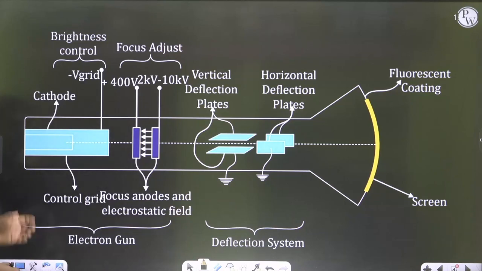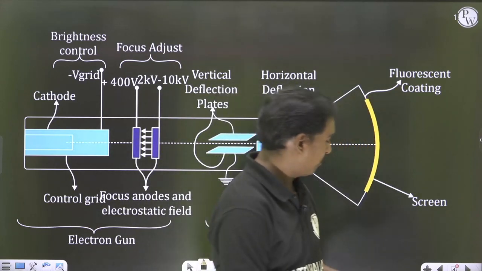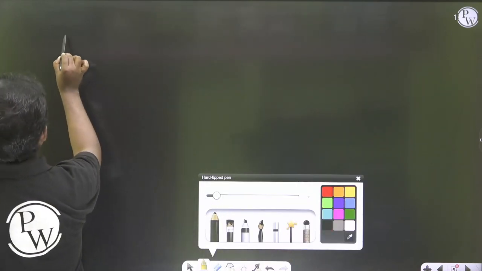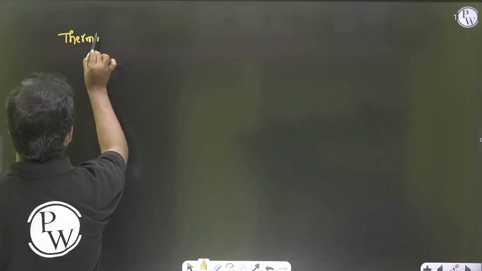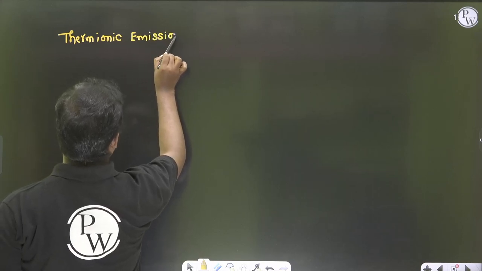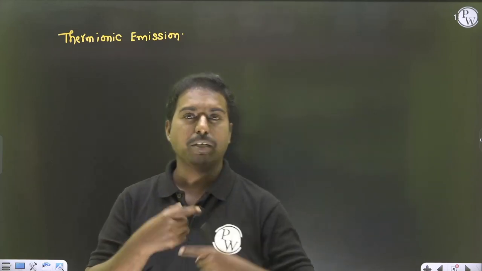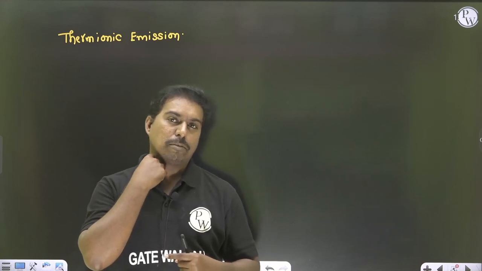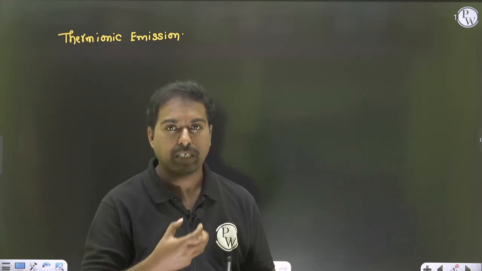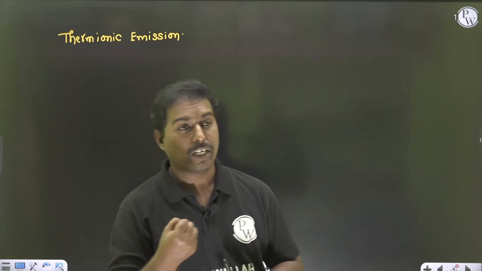Okay, so if you see, the control grid basically contains one concept called thermionic emission. What concept? It follows thermionic emission. Because of the heating, the electrons are released from that particular grid. And remember, that particular grid is coated with some material, so that a high velocity of electrons is going to come out. That material is strontium oxide.